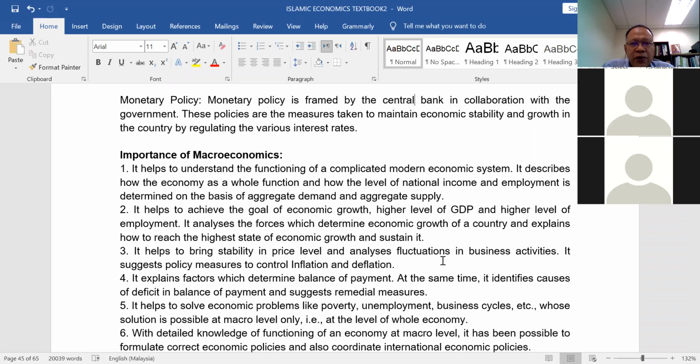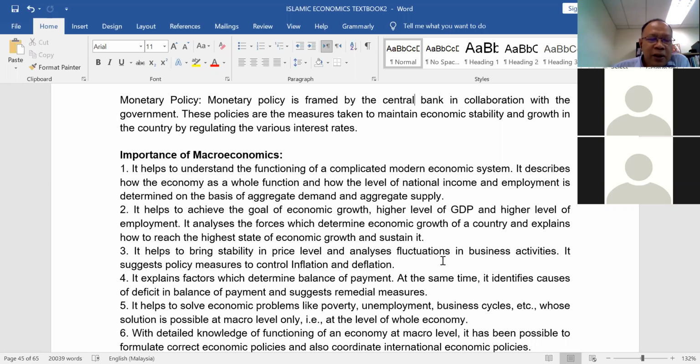Macroeconomics analyzes the forces which determine economic growth of a country and explains how to reach the highest state of economic growth. Currently, our economic growth is not so good because of the effect of COVID-19. So there must be some understanding of macroeconomics and how to use the macroeconomic tools to revive the economy. Currently, our economy is slowing down. Kemelesetan ekonomi.